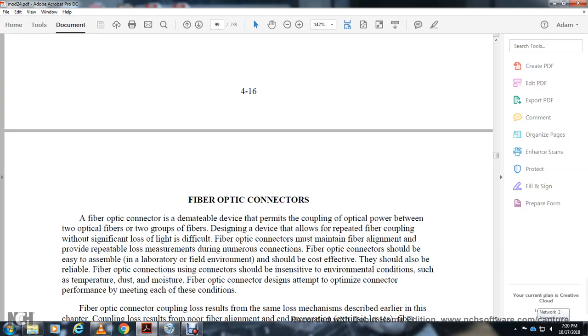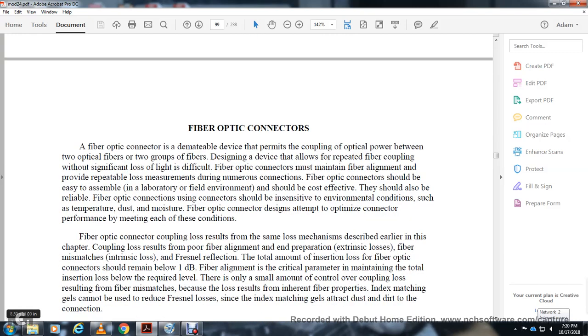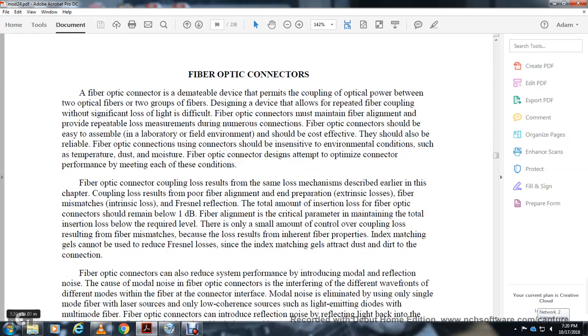The connector should be insensitive to environmental conditions such as temperature, depth, and moisture. Fiber optic connector design attempts to optimize the connector performance while meeting these conditions. Fiber optic connector coupling loss results from the same loss mechanisms described earlier in the chapter. The coupling loss results from the power lost from fiber misalignment, extrinsic loss, fiber intrinsic loss, and Fresnel reflection. The total amount of insertion loss of a fiber optic connector should remain below 1 decibel.